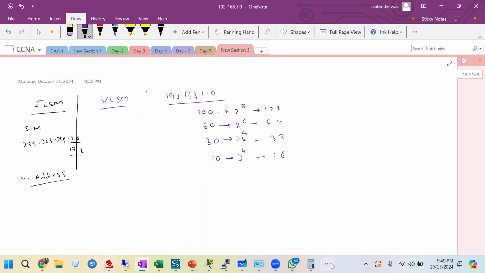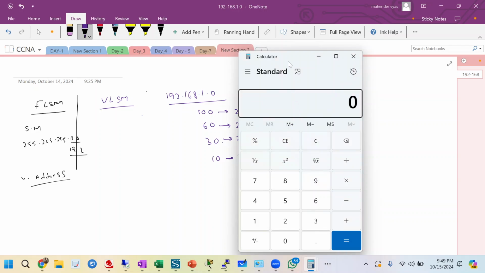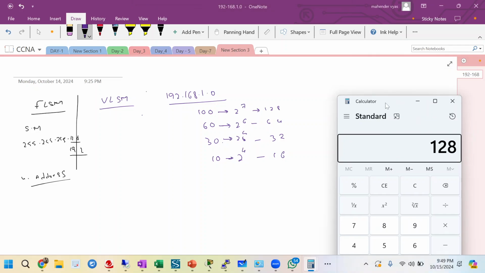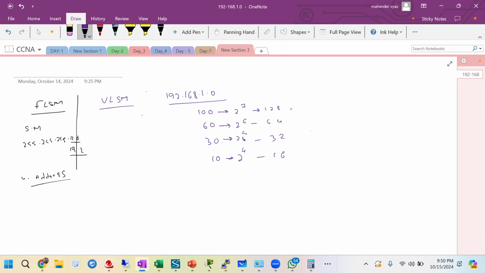How much is it now? 128 plus 64 plus 32 plus 16. It is 240 users. See, I have a group of 256 users, but from this I am using only 240 users for all my requirements. These are my four departments. So this type of thing we will do with VLSM, where each of the networks will have a different subnet mask.